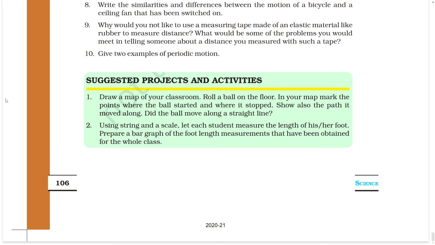2. Using string and a scale, let each student measure the length of his or her foot. Prepare a bar graph of the foot length measurements that have been obtained for the whole class.